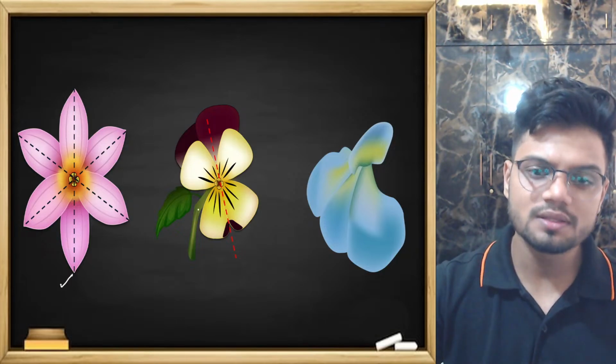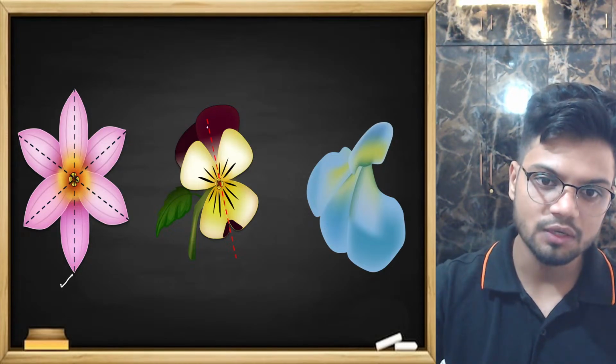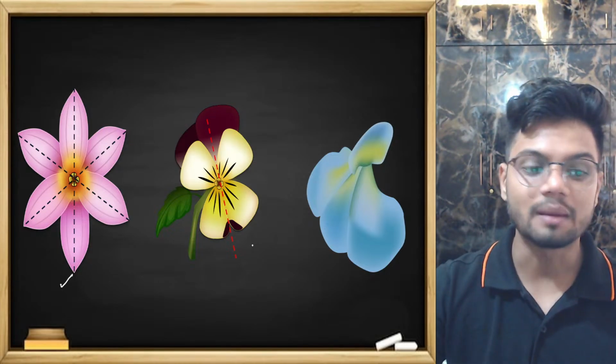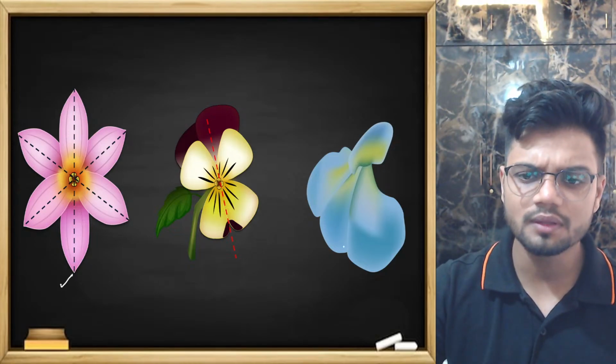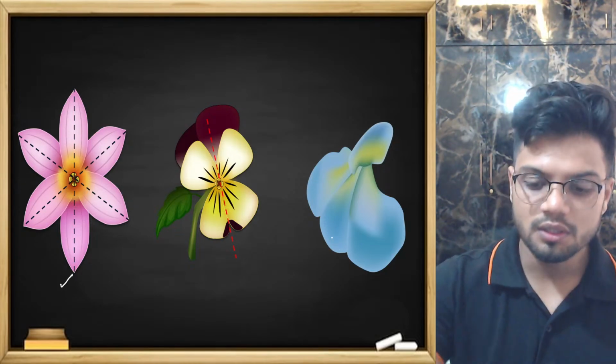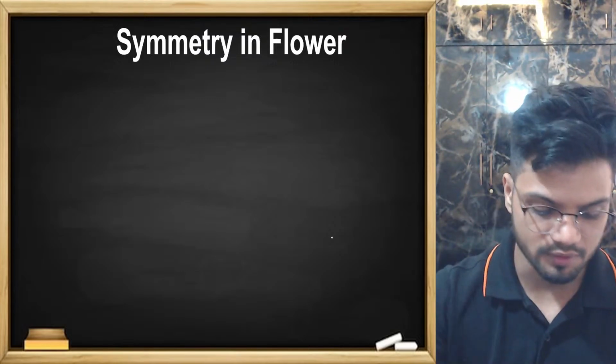Now what about this one? This can be divided in only one plane. Can you see? Only one plane. That becomes zygomorphic or bilateral symmetry. Bi means two. Then this becomes asymmetrical. Now, what is the definition? Definition wise, we understand the definition.